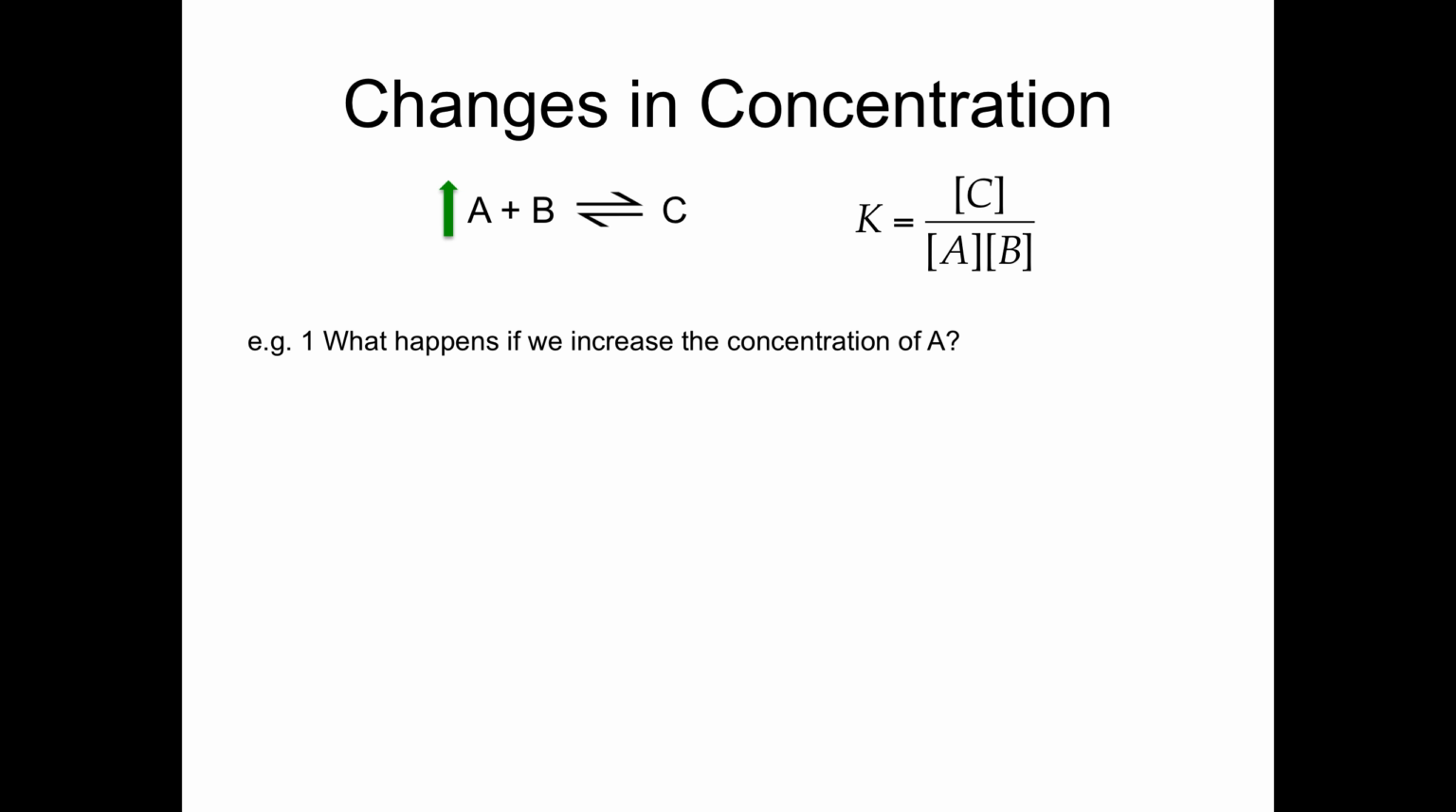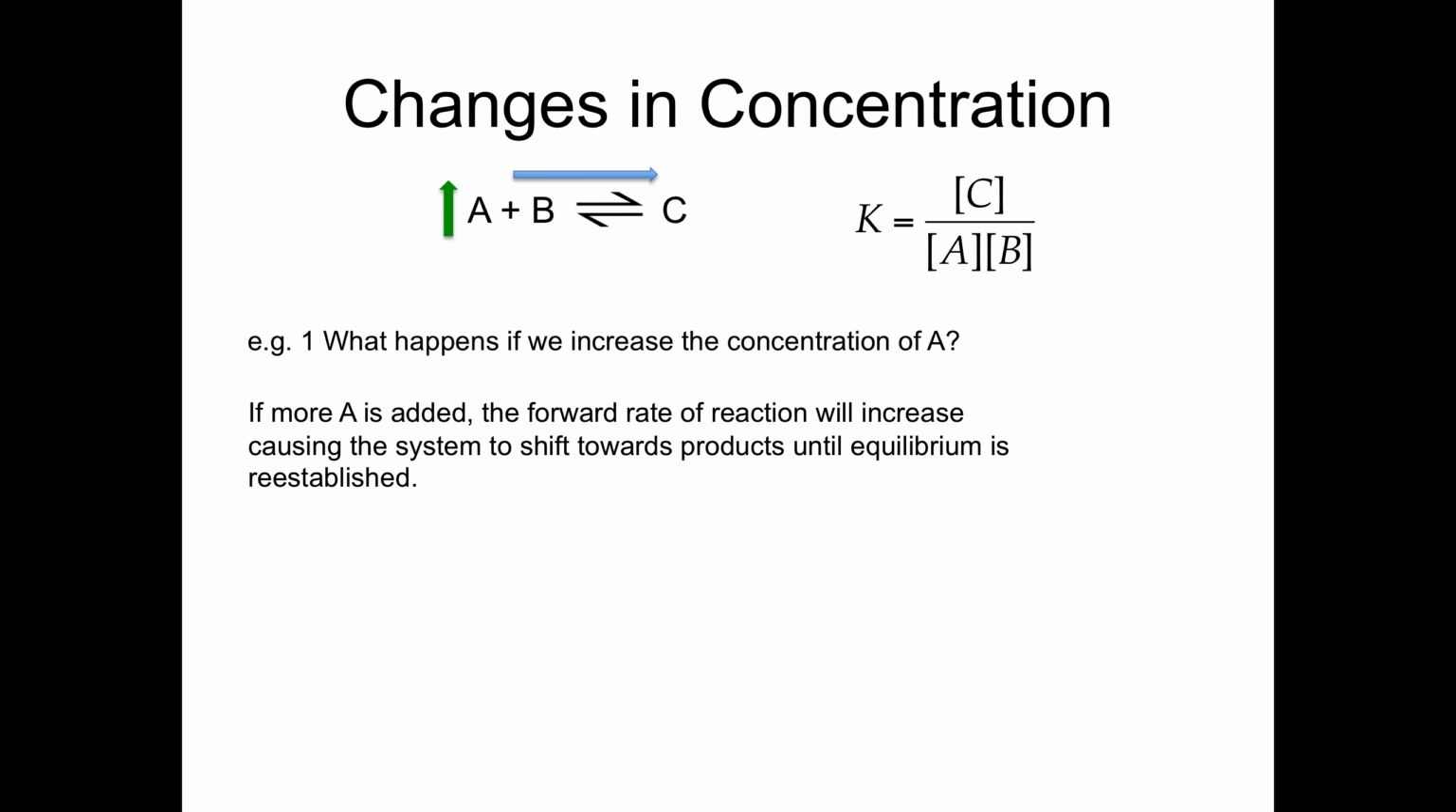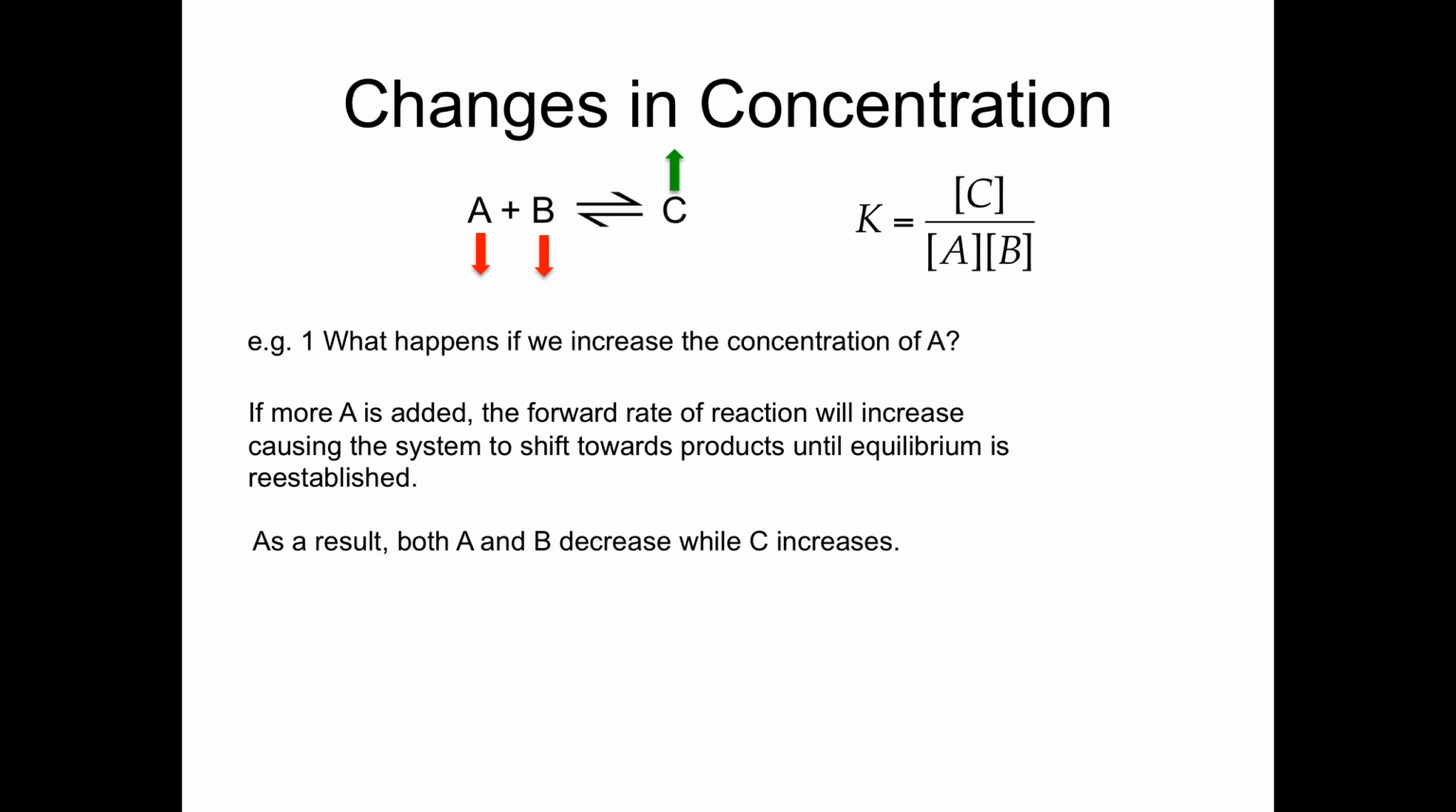So if we increase the concentration of A, let's think about this in terms of rates. What happens when we increase the concentration of a reactant? Well, if more A is added, then the forward rate of reaction becomes faster. And this means that the reaction will shift towards the products because now the forward reaction will be faster than the backwards reaction. And it will keep shifting towards products until equilibrium is reestablished and we've returned back to the value of K. Now, as a result of shifting towards the products, we'll get a decrease in both A and B as they get used up, and we'll get an increase in C as it's produced.